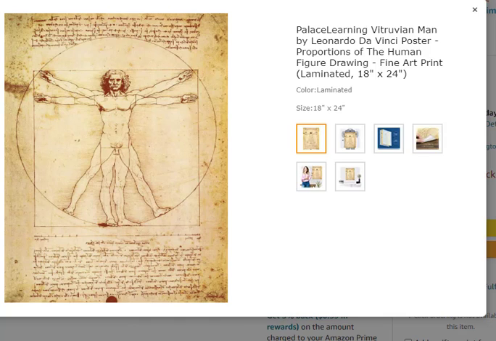The famous artist Leonardo da Vinci was fascinated by the proportions of the human body. So he drew the Vitruvian Man, and most people have seen this picture before. So here's the circle and how you fit within the circle, and here's the square and how you fit within the square.